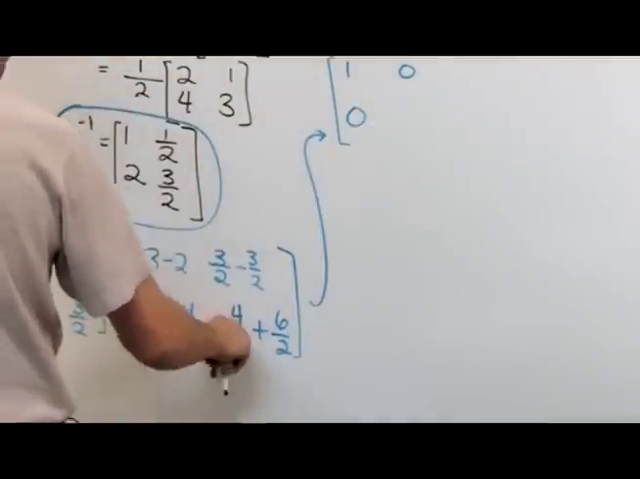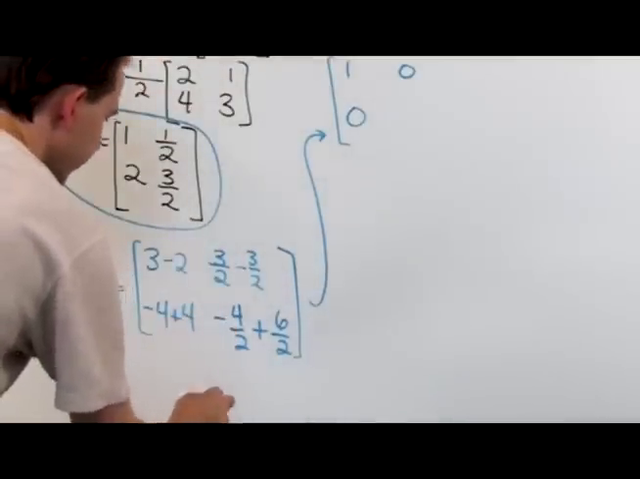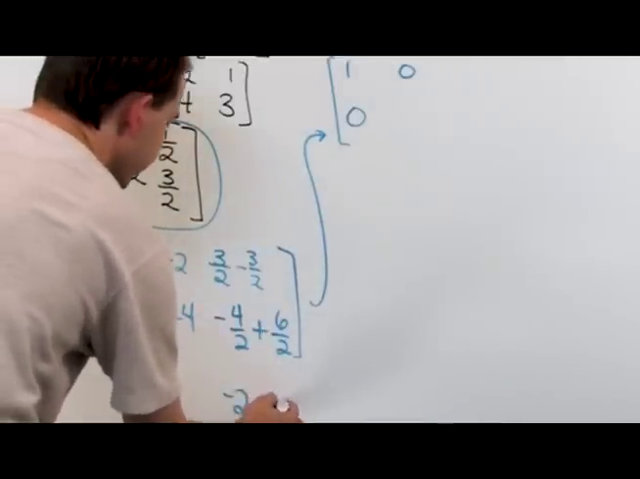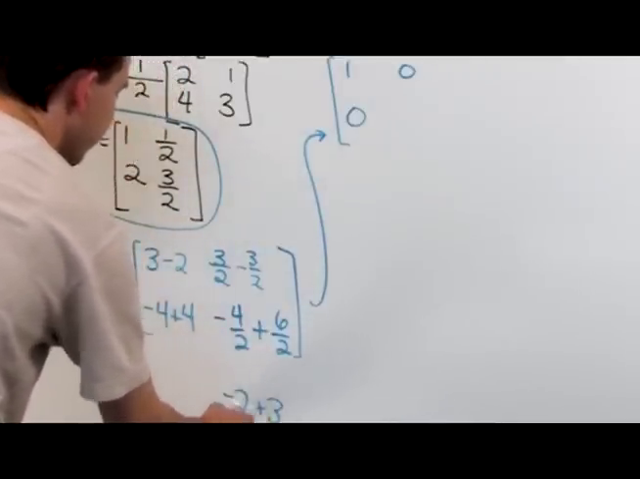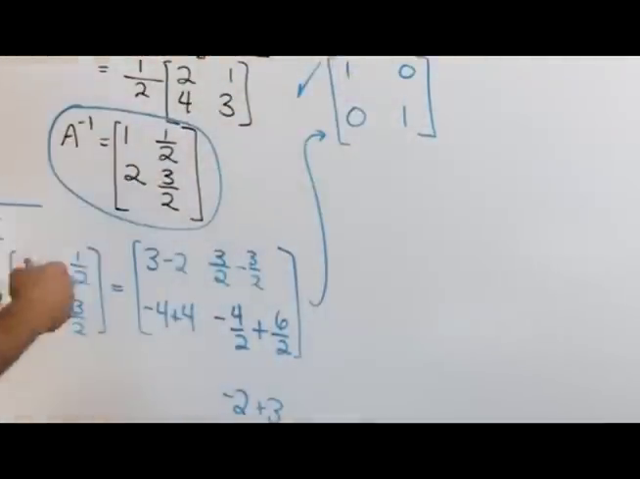Now let's check this out. What this is going to be down here, 4 divided by 2, as you know, is 2, so it's -2. 6 divided by 2 is actually 3, so you're going to add these together, and this is going to actually be a +1, so you're going to have a 1 here. So yes, it does actually give you an identity matrix.